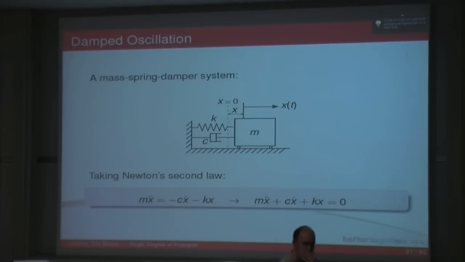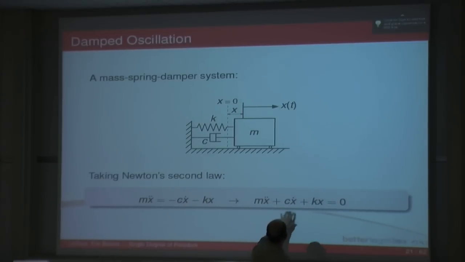So, let's take Newton's second law for this system. Sum of all the forces is mass times acceleration. As I said, damping will always oppose motion. So if we're saying positive x is in this direction, the damping is going to oppose motion when it's moving in this direction. Makes sense. Okay? m x double dot, mass times acceleration, is going to be the damping force minus the spring force.